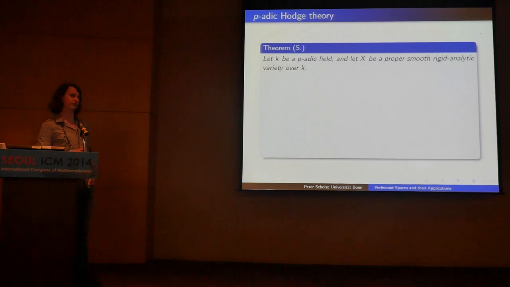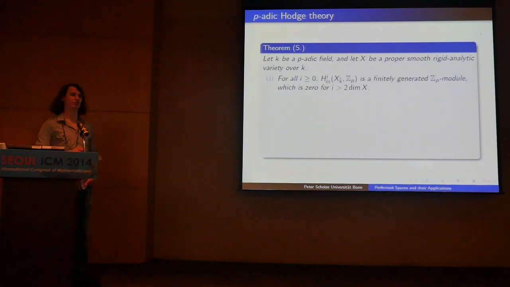And so there are a bunch of basic theorems about compact manifolds. For example, their singular cohomology is finite. And so we have an analog of this result here for these compact p-adic manifolds. Their étale cohomology over C_p, this is what we play the role of singular cohomology, is finitely generated, and it's 0 in degrees bigger than twice the dimension, as you would expect.